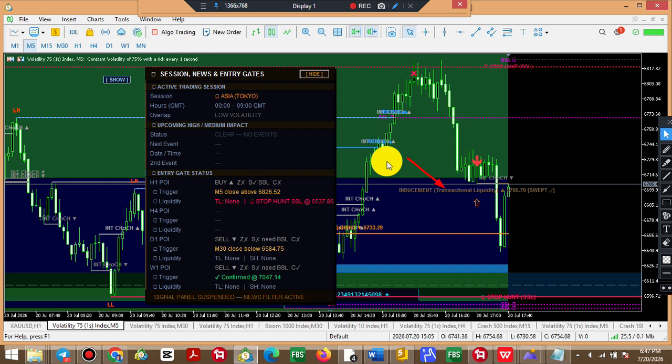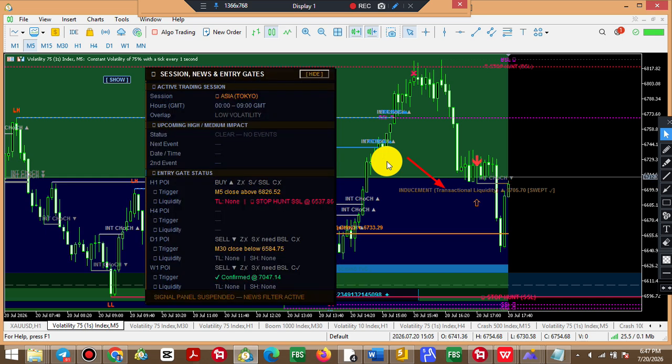Let the price come to where you've cited, where you cited the institution flow. Let price come there, mitigate it. Then if it takes you out there, you will lose little, and then when price comes back next time or creates another valid zone, you will be able to recover.